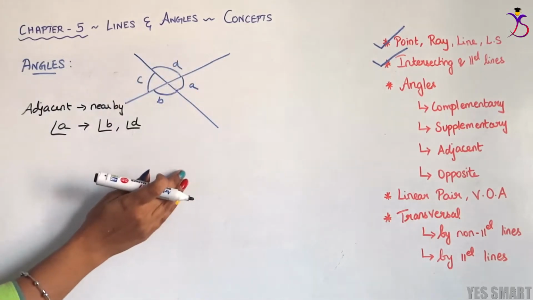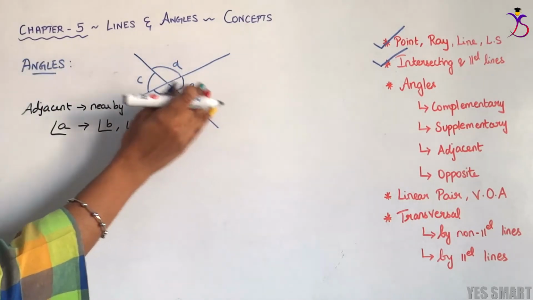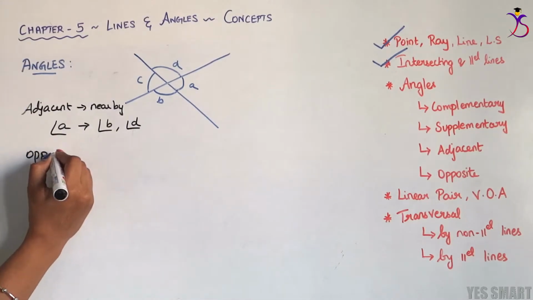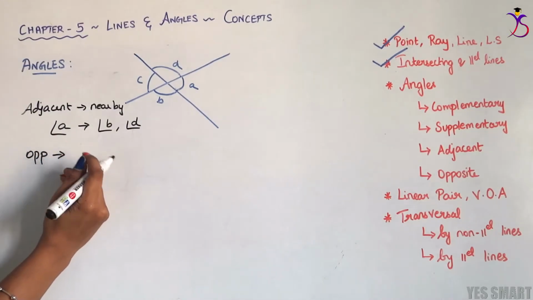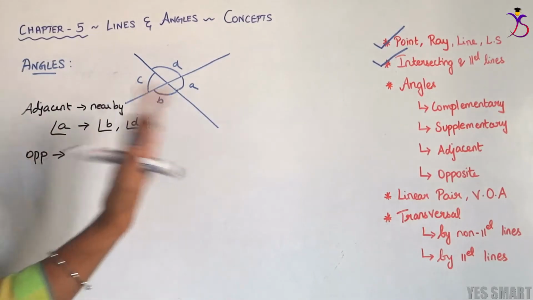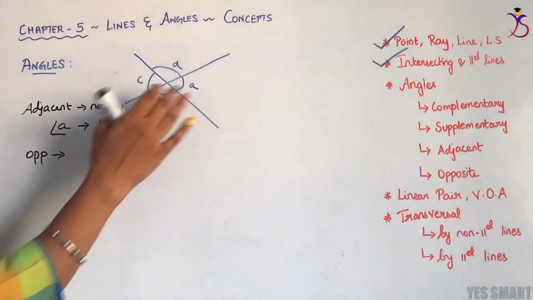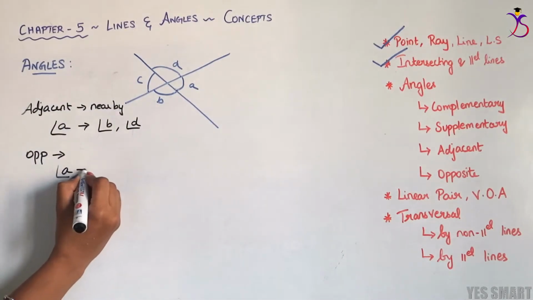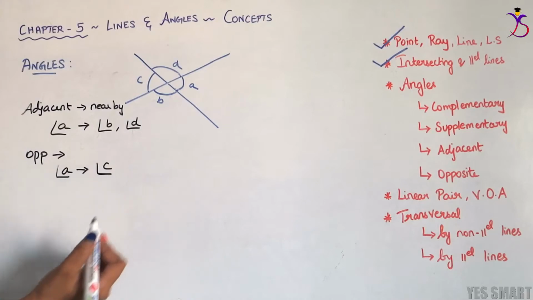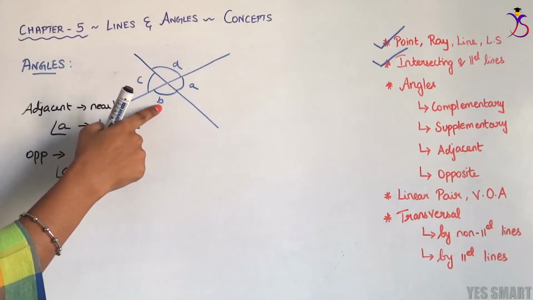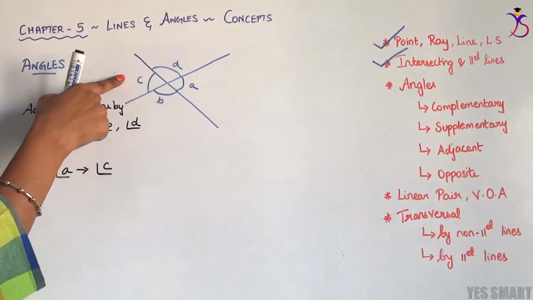We always have two adjacent angles to a single angle, because when you stand in between, the adjacent person standing next to you will be the one standing on your left-hand side as well as the one standing on your right-hand side. The same concept applies here. But when you look into the opposite angles, the opposite angle of angle A is angle C, which is straight opposite to angle A.